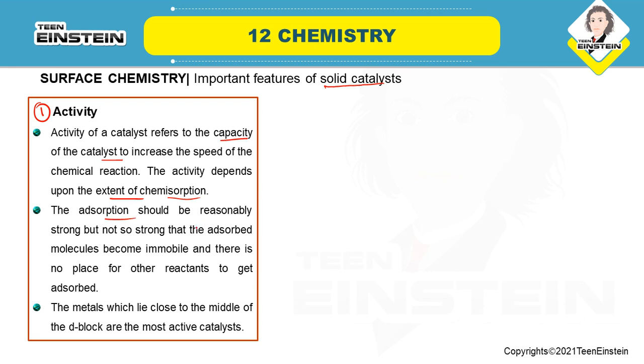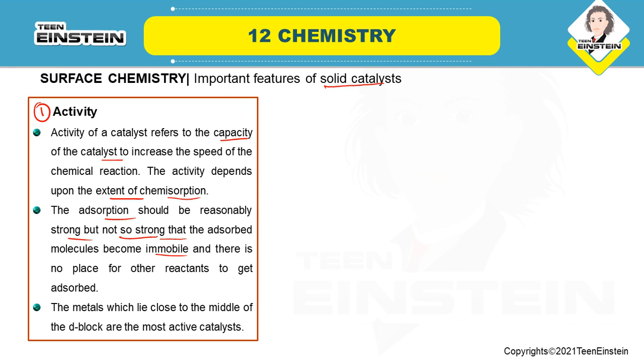The adsorption should be reasonably strong, but it should not be so strong that the adsorbed molecules become immobile, because that is not desired. We want the reactant molecules first to be adsorbed on the surface, then after reaction there should be a desorption process. So the strength of this interaction should be optimum, because if it is very strong, then ultimately a reaction will happen but the product will not be released from the surface, but that is not desired.